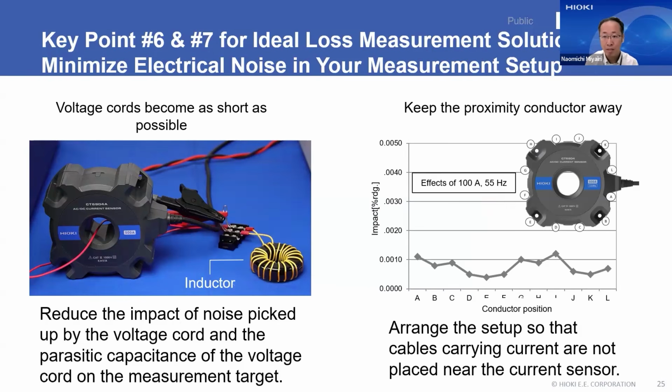Since the impact depends on the level and the frequency of the nearby current, it's difficult to specify a strict distance. But because magnetic field strength decreases with the square of the distance, simply keeping the cables a bit away can have a significant effect.